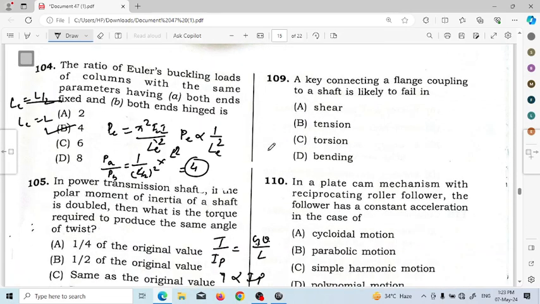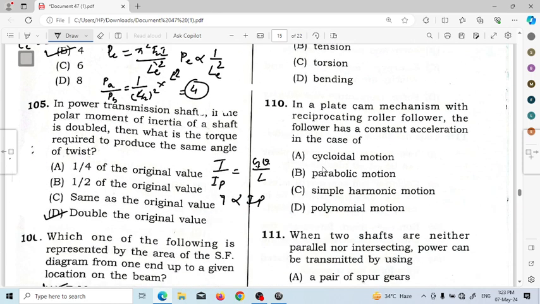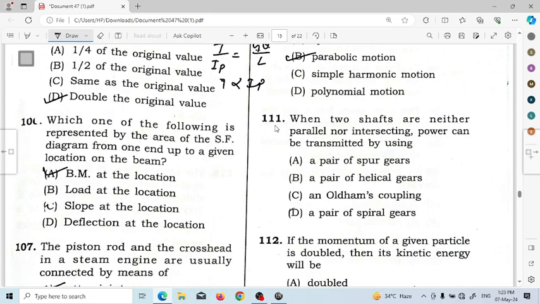Next, question number 109. A key connecting a flange coupling to a shaft is likely to fail in shear. Option A is the correct answer. Next, question number 110. In a plate cam mechanism with reciprocating roller follower, the following case has constant acceleration in the case of parabolic motion. Option B is the correct answer. Next, 111. When two shafts are neither parallel nor intersecting, the power can be transmitted by using spiral.